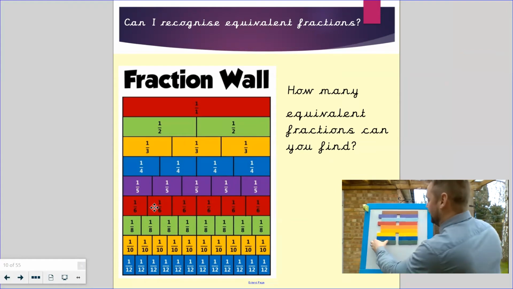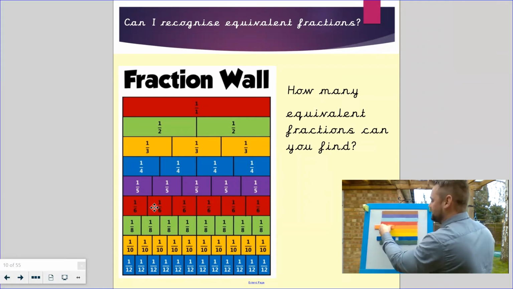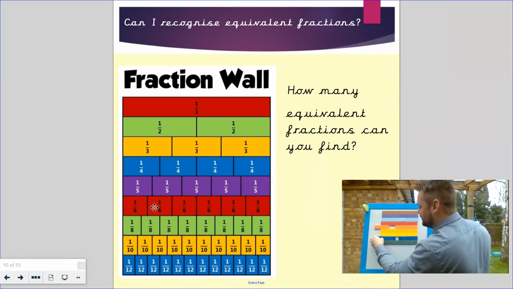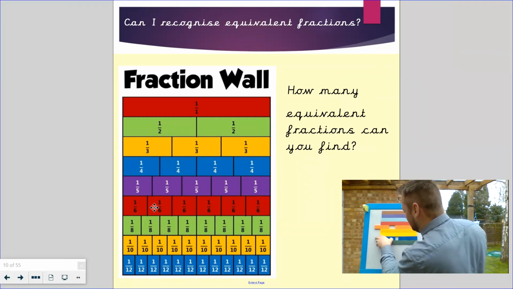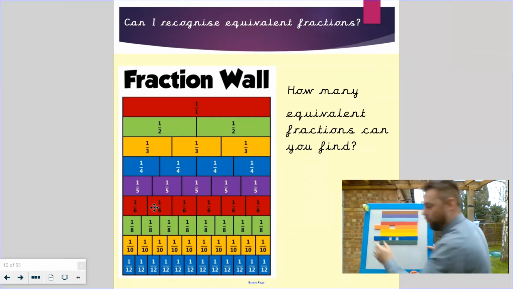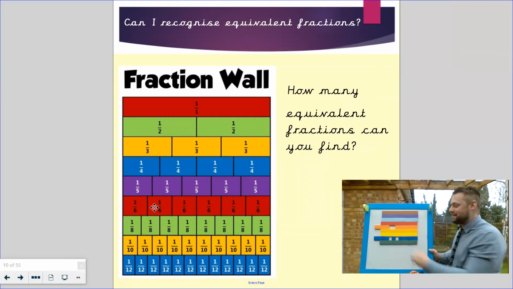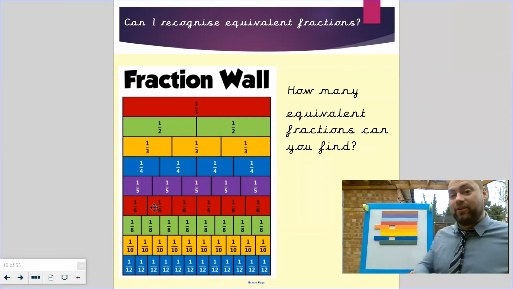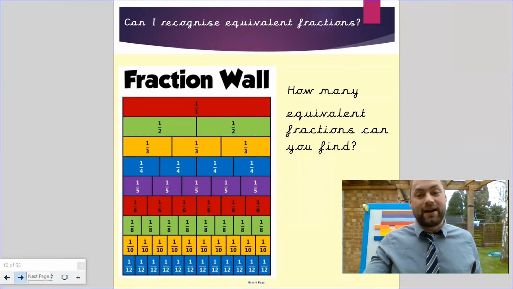We can also see, if we put them back in, let's take our fifths. We've got 2/5 here. We can see that 2/5 can actually be made up of 4/10. Exactly the same size, yeah? Exactly the same size. So hopefully you were able to find quite a few equivalent fractions.